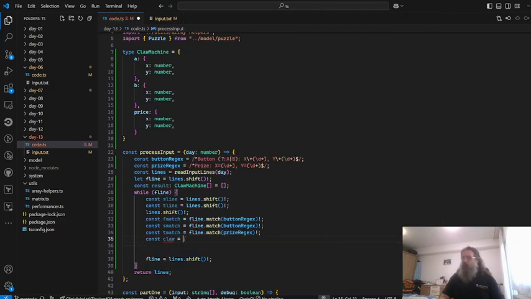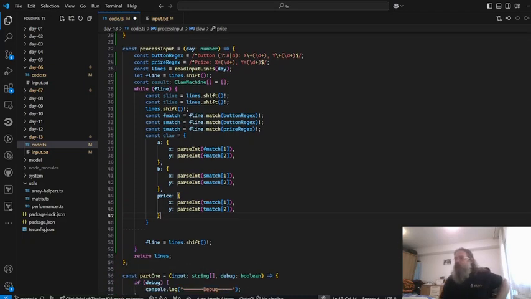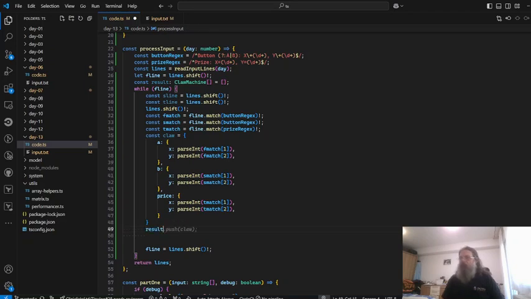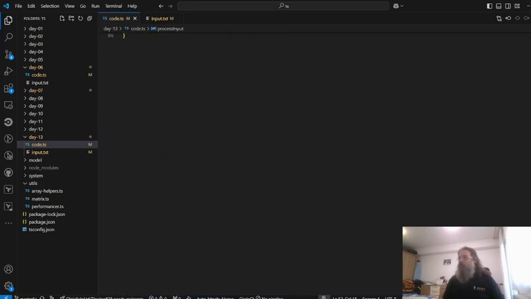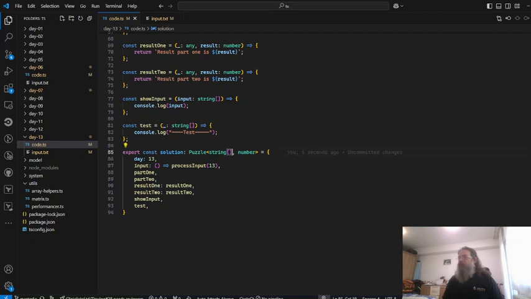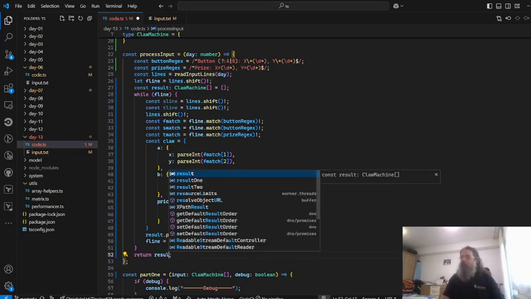the claw should be, now we're gonna have the A, the B, and the price, and those are exactly what we want them to be, the first and the second, the first and the second, the first and the second, and of course we're gonna need to push our claw to the result. And the input is not gonna be a string array, of course, it's gonna be a claw machine array. Seems like we're doing something. We're not returning that, we're returning the result.